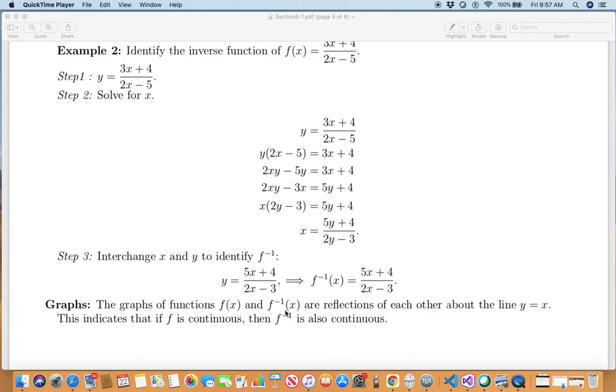Well, what's the advantage? If f is continuous, that is, the graph of f is not broken, then the graph of f inverse will also not be broken because they are reflections. In other words, if f is continuous, so is f inverse. Okay, that's an important point.